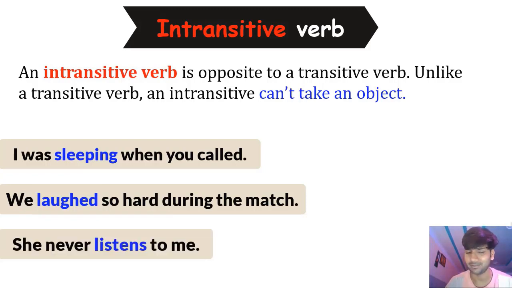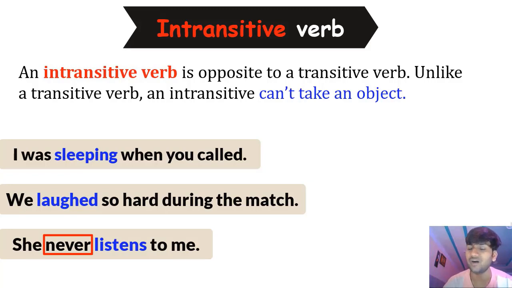Let's take another example. She never listens to me. So listen is an intransitive verb. You can't listen something or somebody. Though I've seen a lot of people say, listen me, listen this music, listen this song. That is incorrect. Listen is an intransitive verb. We have to use a preposition after it. She never listens to me. Listen to this song, listen to this music. Listen to me, listen to her, listen to the father, right?